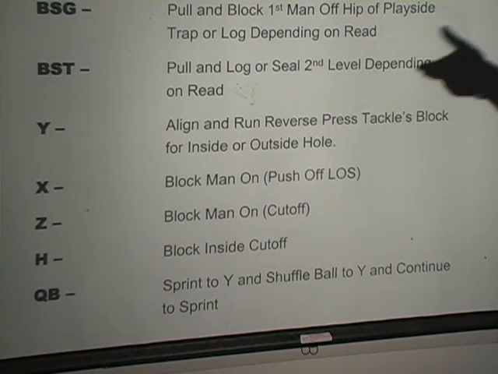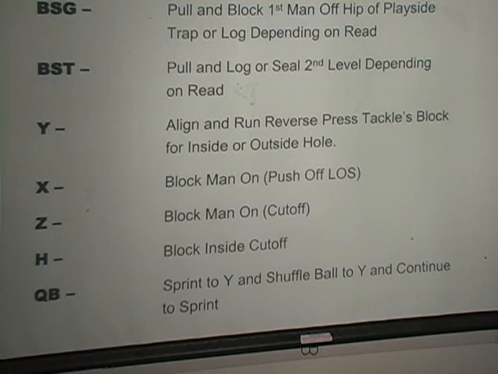The X blocks the man on, use a push off the line of scrimmage so we can get the corner backed up. Z, block man on, cutoff technique. H, block inside, cutoff technique, quarterback sprint, and shuffle the ball and continue to sprint. All right, now there was one little thing I wanted to cover.